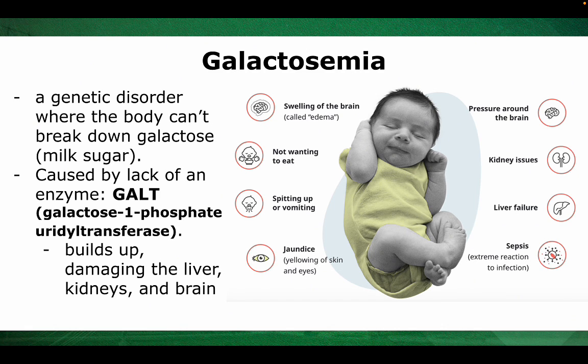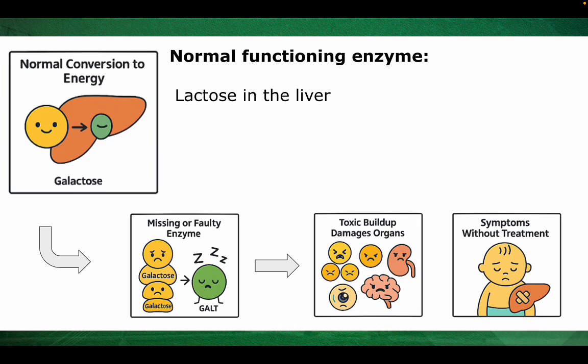Here on the picture, you can see some of the symptoms like swelling of the brain, loss of appetite, spitting up or vomiting, jaundice. This is a very powerful example of why proper sugar metabolism matters. Okay? So even though sugars are a critical source of energy, the body has to process them correctly to keep us healthy. Now, under normal conditions, our body has a specific process for handling galactose safely. In a normally functioning body, if you drink milk, the lactose, or the milk sugar, goes into the liver.